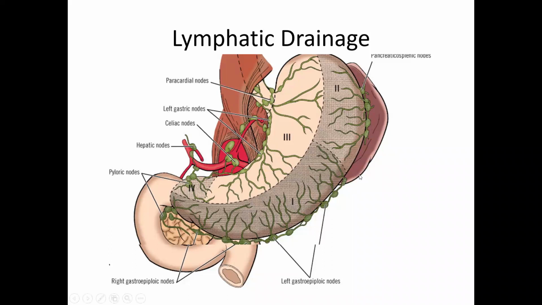From the celiac nodes, these lymphatics will enter the cisterna chyli, which is behind, a little to our right, in the region of lumbar vertebrae 1 and 2. There is a cisterna chyli. From there starts the thoracic duct, which opens into the left venous angle.